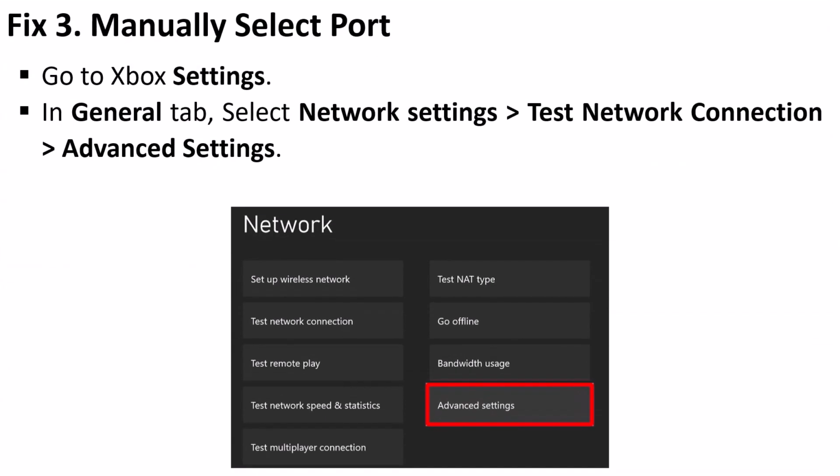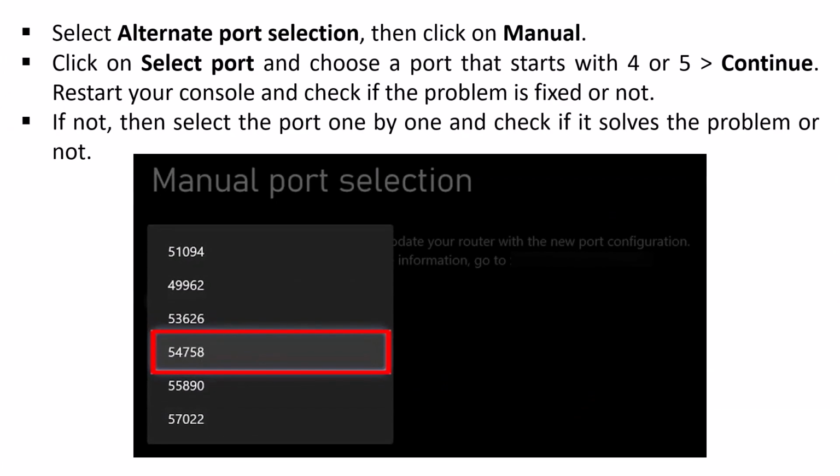Fix 3 is to manually select port. So go to Xbox settings, in general tab select network settings, test network connection, advanced settings. Select the alternate port selection and then click on manual. Click on select port and choose a port that starts with 4 or 5. Continue. Now restart your console and then check if the problem is fixed or not. If not, then repeat the process and this time select the port one by one and see which one works for you.